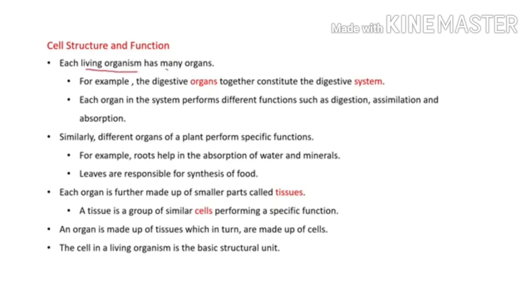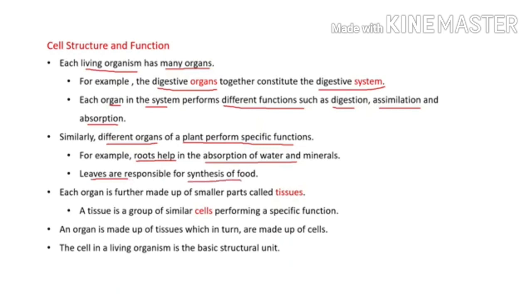Now comes the cell structure and function. Each living organism has a number of organs. For example, we have digestive organs, which together constitute digestive system. Each organ in the system performs different functions such as digestion, assimilation and absorption. You have learnt all this in class 7th. Similarly, in plants, there are different functions performed by different organs. Like roots help in the absorption of water and minerals. Leaves are responsible for synthesis of food.